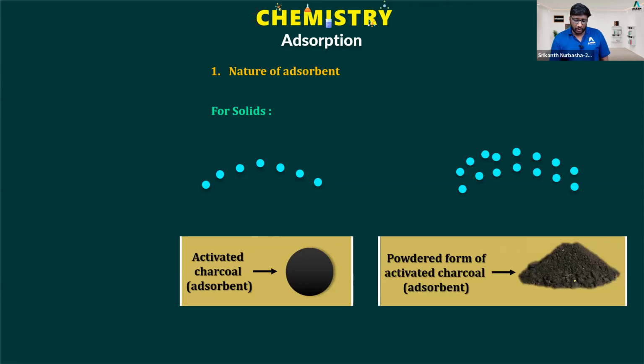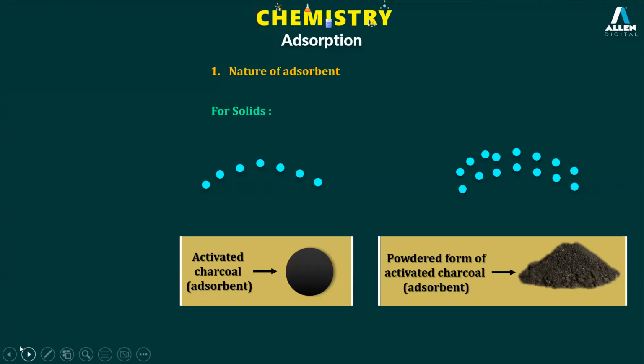Powdered form of activated charcoal, if you consider, there you can have more surface area, because of that more is the adsorption. So whatever adsorbent you are considering, better consider that adsorbent in the powdered form. That is why powdered form of charcoal will have more adsorption. Adsorbate, what type of adsorbate you have to choose? The adsorbate which is more liquefiable. So you can consider that adsorbate with respect to critical temperature. Higher the critical temperature, more is the tendency to liquefy. So more is the extent of adsorption.